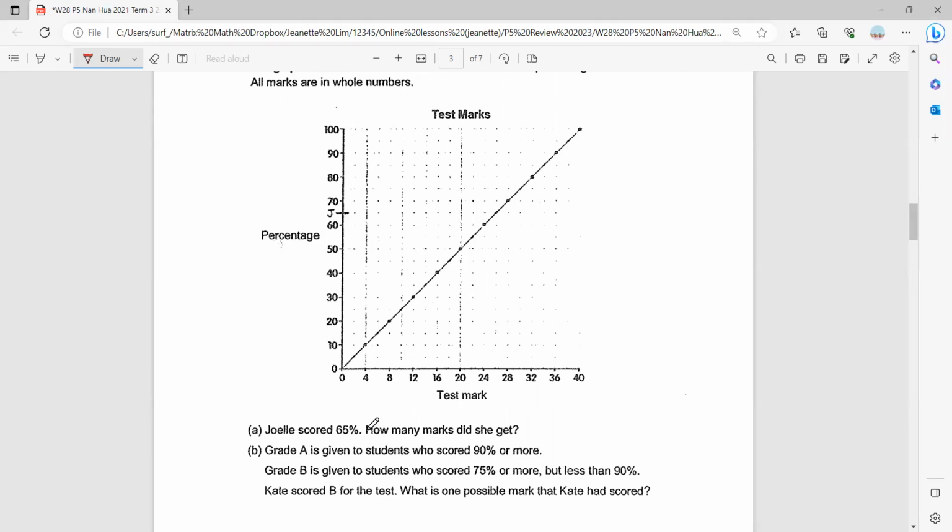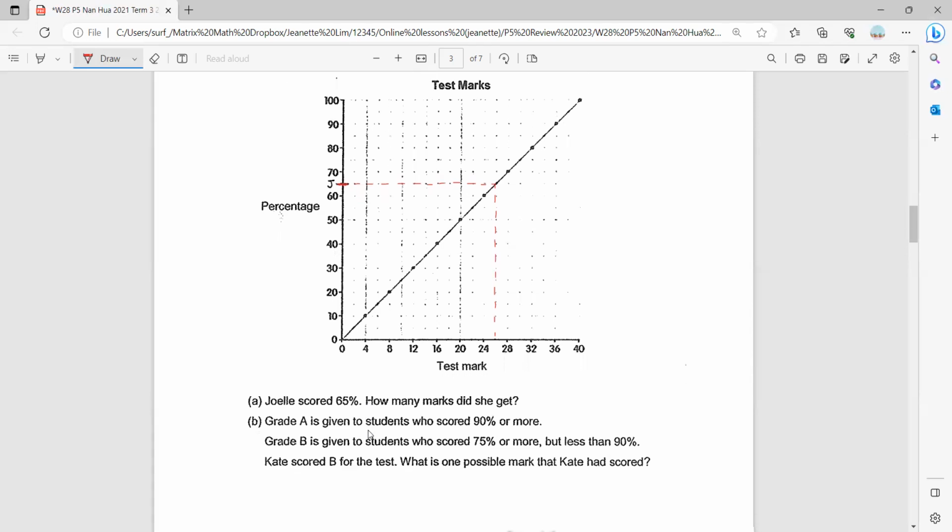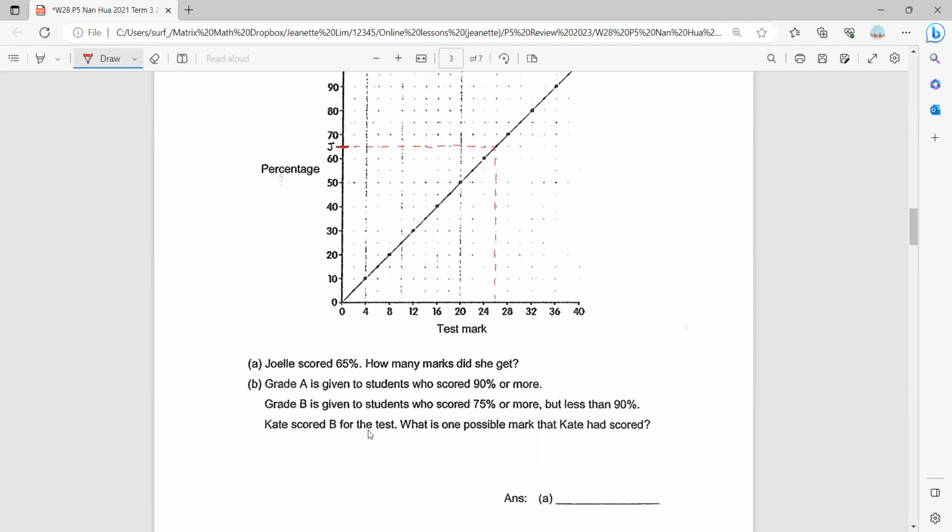So 65 is the percentage. It's over here. This one marked as J. So in terms of marks, how much would that be? So use a ruler, measure it, then you should get a number that is right between 24 and 28. So between 24 and 28 is 26. So that's the marks that she got.